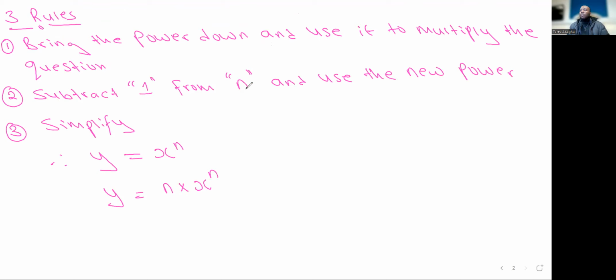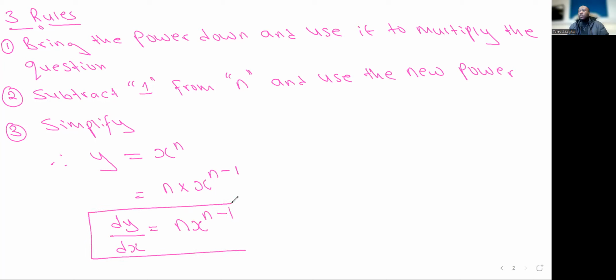Then you subtract 1 from n, and we're going to use the new power, okay? So now this is going to become dy over dx, because we're differentiating y in respect to x. When you differentiate y in respect to x, what you're going to get is n x raised to power n minus 1. And this is the rule, okay? So you bring down n to multiply the original question, and the power n, you subtract 1. That is it.